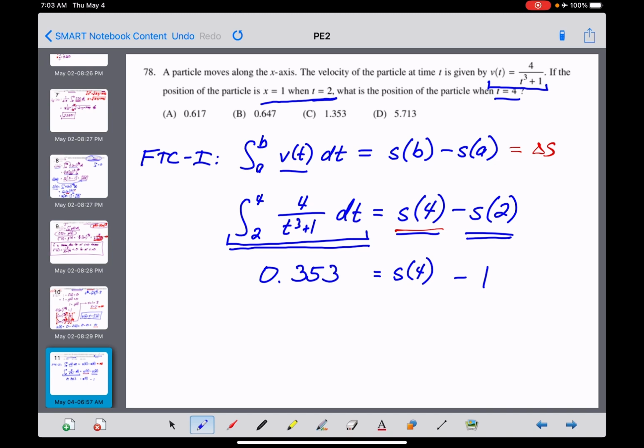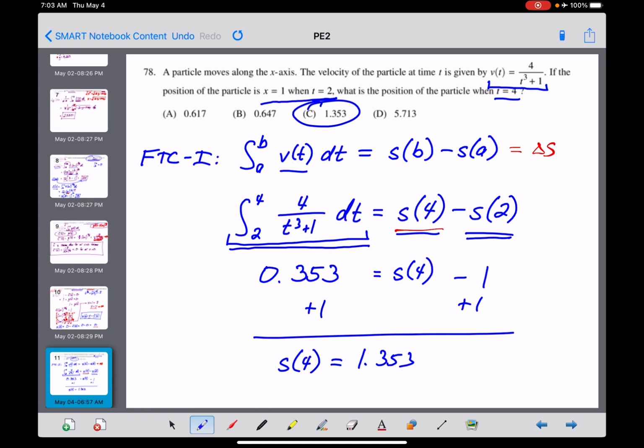0.353. Okay, that's what we've got, and then now, guys, just to solve for s of 4, all we have to do is add a 1 on both sides right there, and we're going to get what should be our answer here. S of 4 is equal to 1.353, and it looks like our answer here is C.